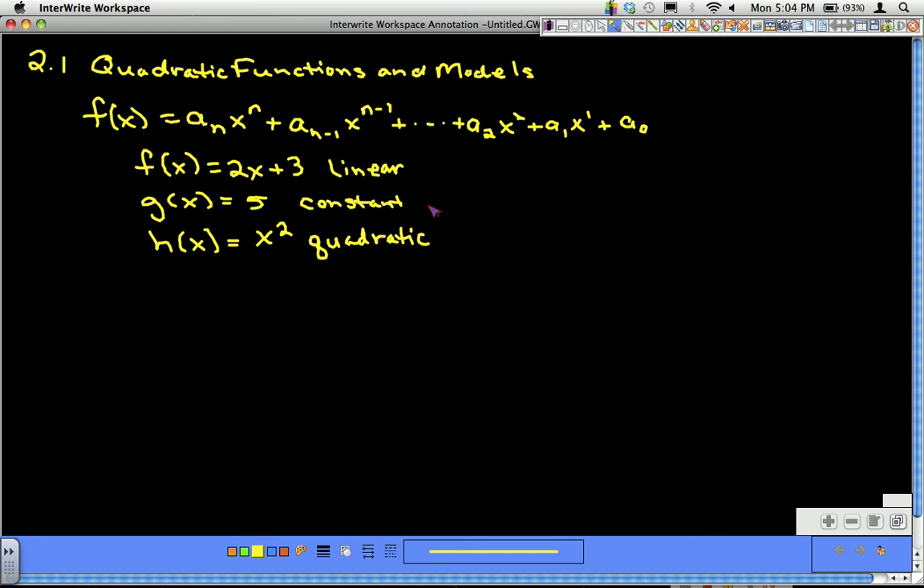But again, on each of these, the name is just based on whatever the highest exponent is for that problem. So in this case, the highest exponent was a 1, made it linear. Highest exponent here is a 0, so it's a constant. Highest exponent here is a 2, so it's a quadratic. We're going to work mostly with quadratics today on this lesson. So our quadratic function is going to look like this. Oops, that should be an equals.